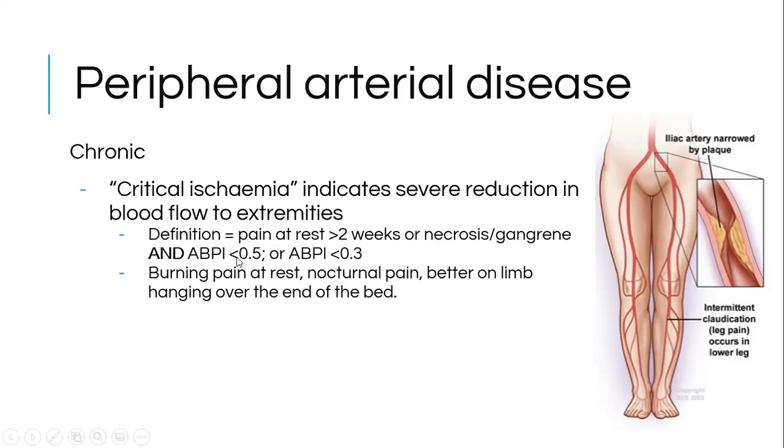An ABPI, which I will go through in more detail later, is a rough measure of your blood flow to your legs versus your arms. So if the blood flow in your legs is much worse than the blood flow in your arms, you know there's some kind of plaque stuff building up. People will complain of burning pain at rest, nocturnal pain, and it's better when they hang their legs over the edge of the bed, because gravity pulls the blood flow down, so the end of the foot gets a little bit better perfusion.